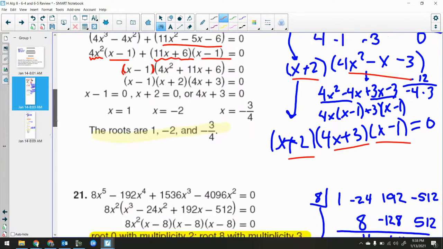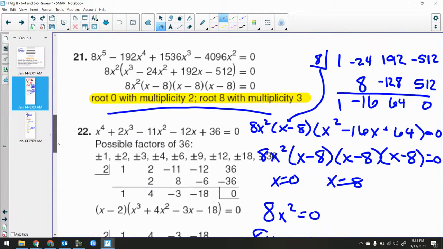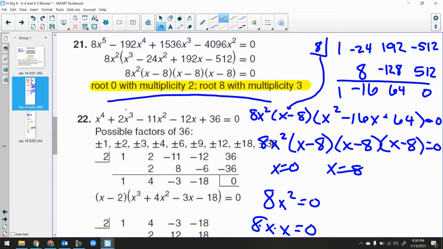Okay. Here is number 21 and 22. You can disregard these possible factors here. We'll talk about that later. It's the rational root theorem. You don't have to worry about that. So taking a look at 21, I remove an 8x squared, and we're left with this x to the third minus 24x squared plus 192x minus 512.